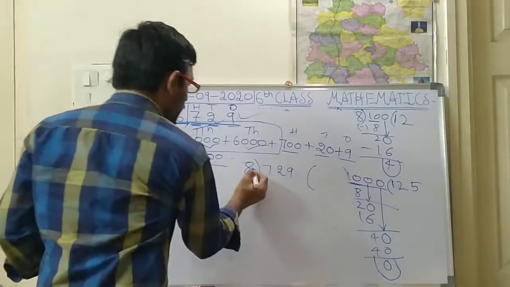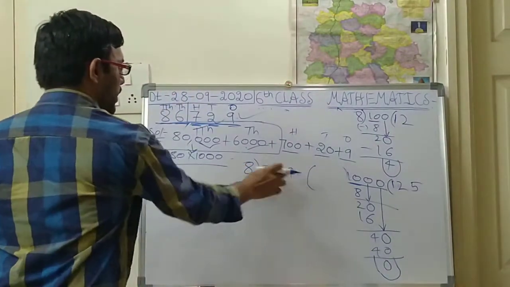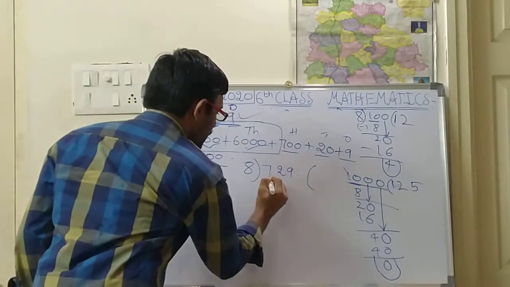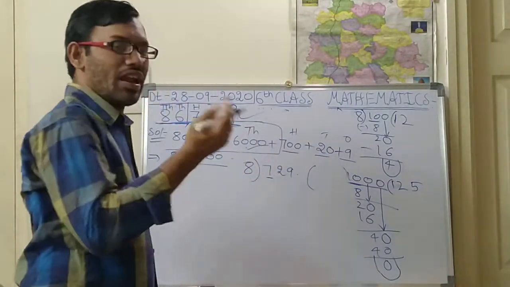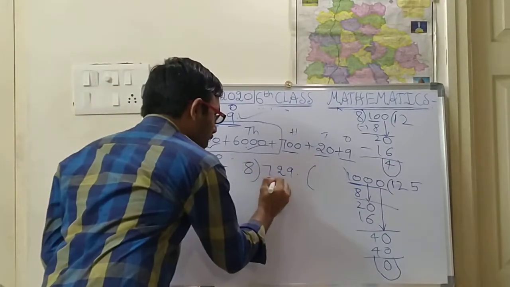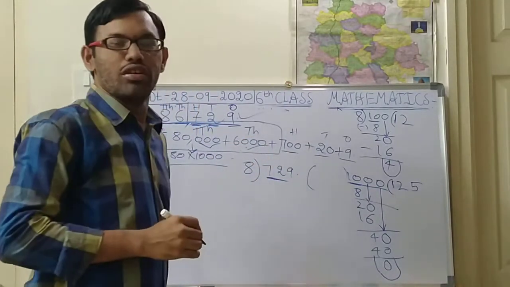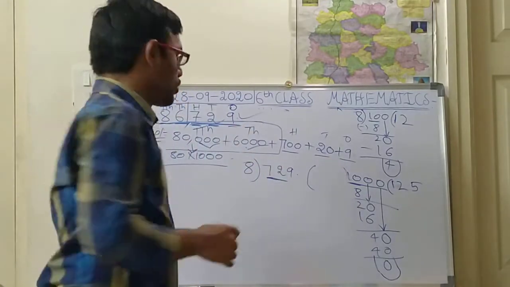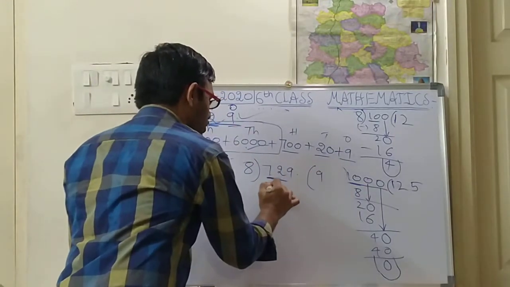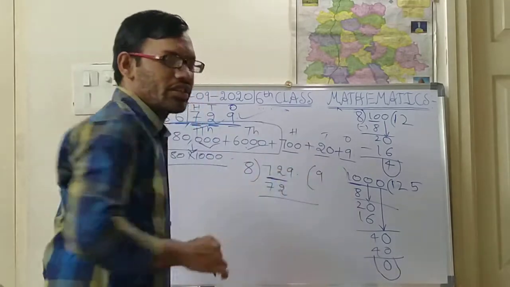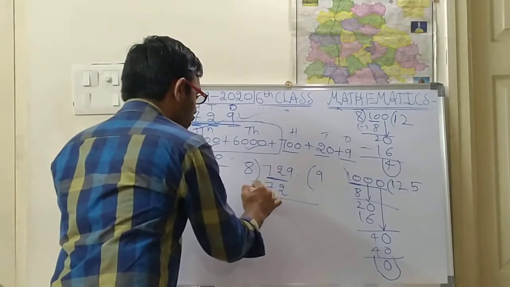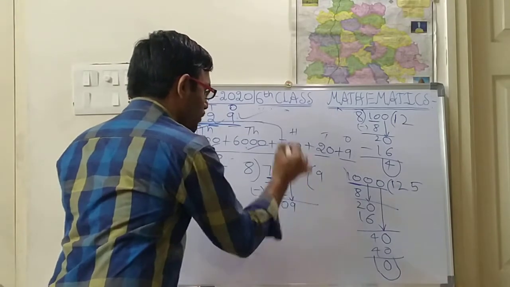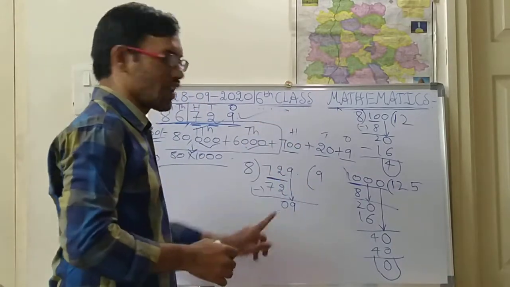So 729 divided by 8. First take one digit. 7 is less than 8, so you are supposed to take two digits. In the 8 table, when 72 comes, 8 nines are 72. Is it right, children? So 72 minus 72 is 0. Next, 9 is there, so you bring down 9. So 09 means 9 only.